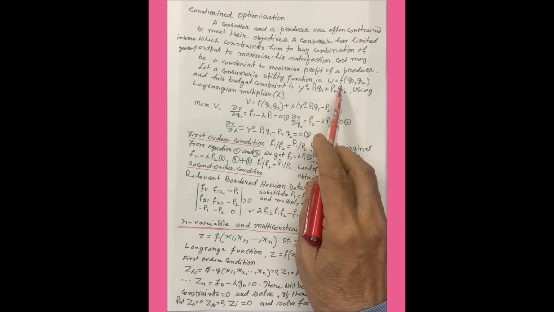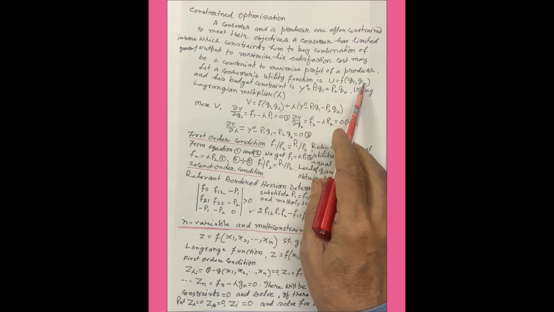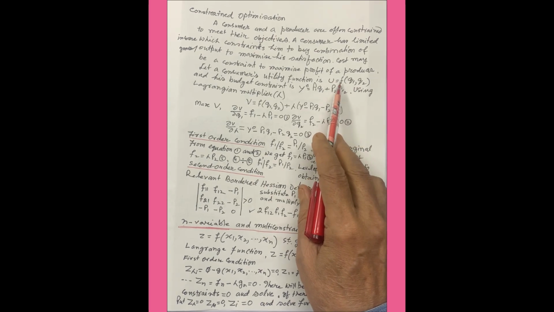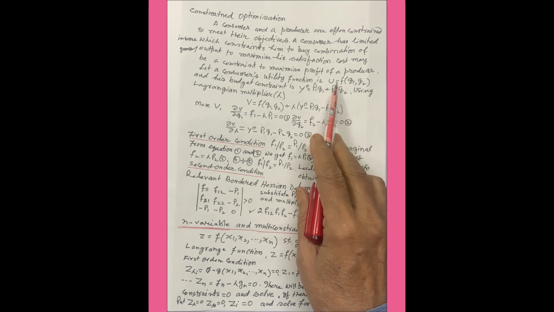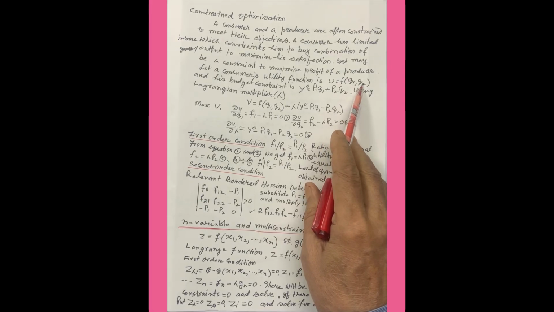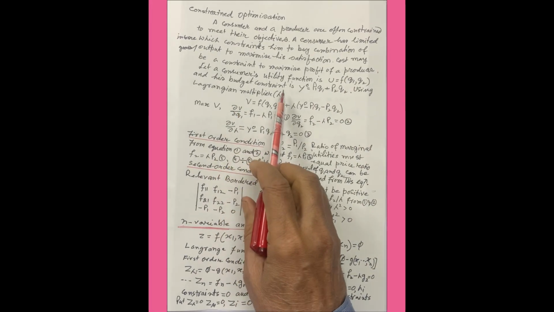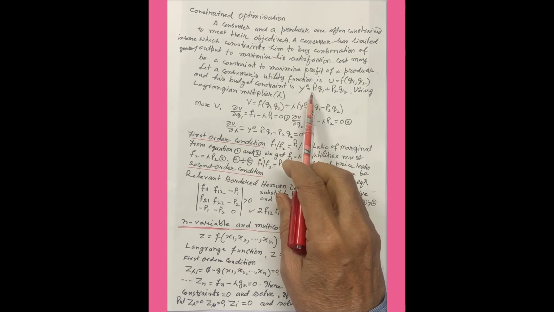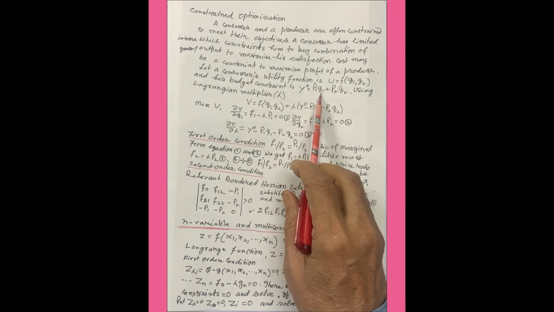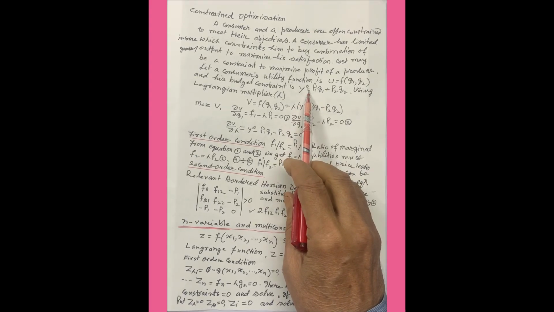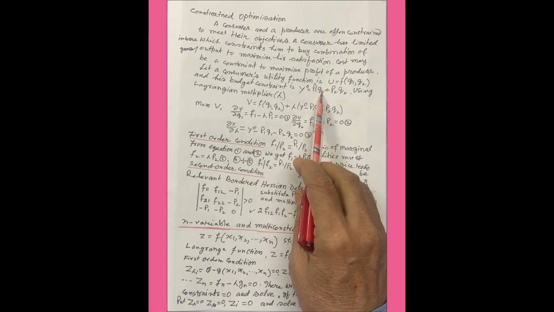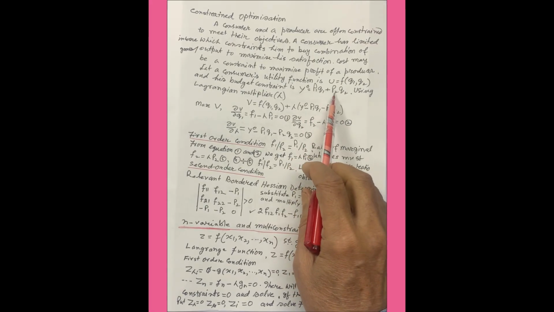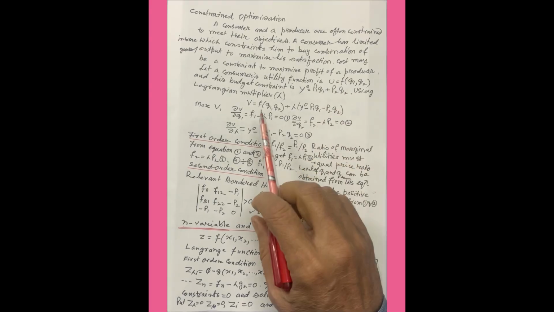Let a consumer's utility function be U, where U is the function of Q1 and Q2. Suppose two goods he will buy. So utility is the function of Q1 and Q2. And his budget constraint is Y naught is equal to P1 Q1 plus P2 Q2. That means what income he has, it is exhausted in buying Q1 quantities at P1 price plus Q2 quantities at P2 price.